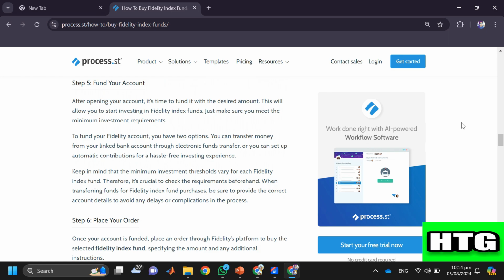To fund your Fidelity account, you have two options. You can transfer money from your linked bank account through electronic funds transfer, or you can set up automatic contributions for a hassle free investing experience.